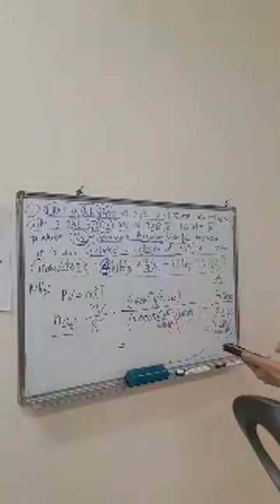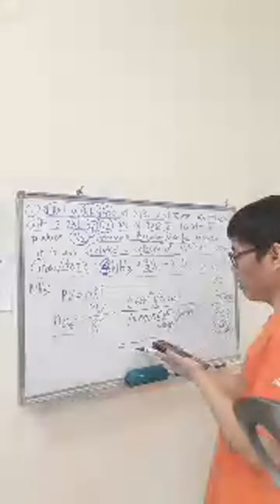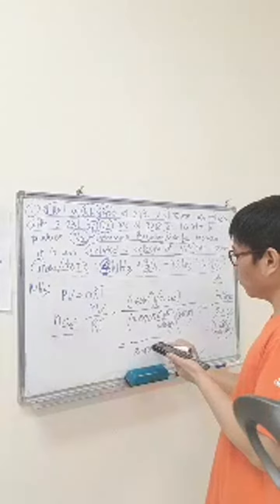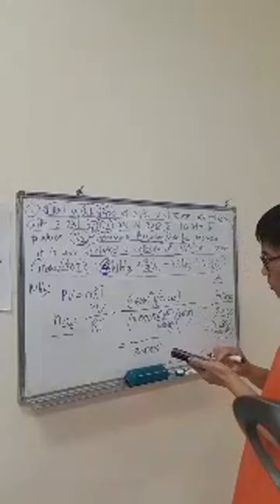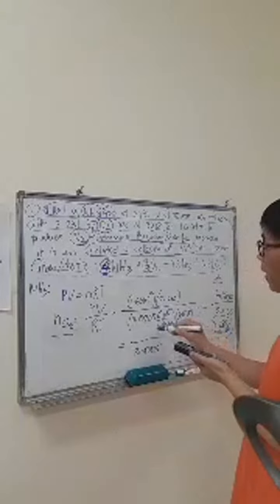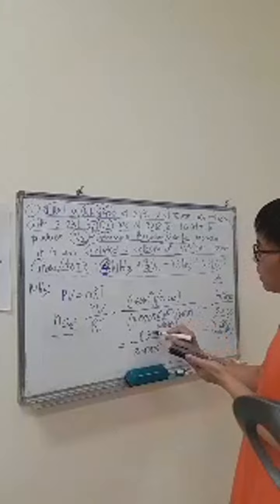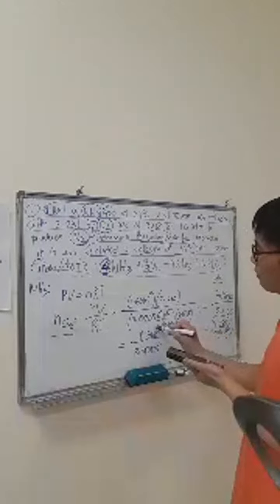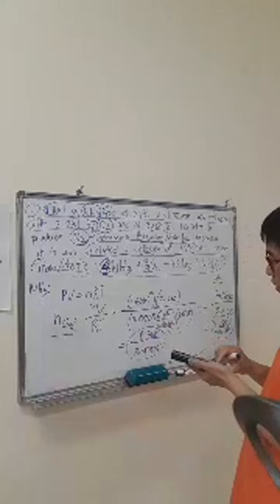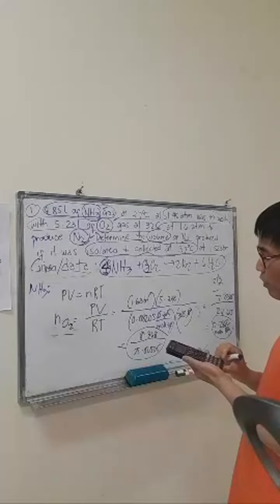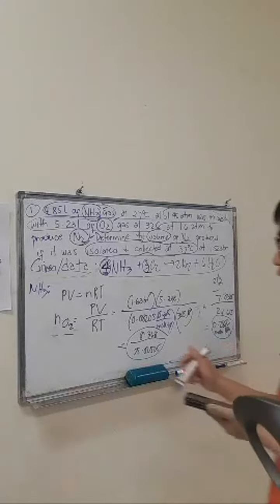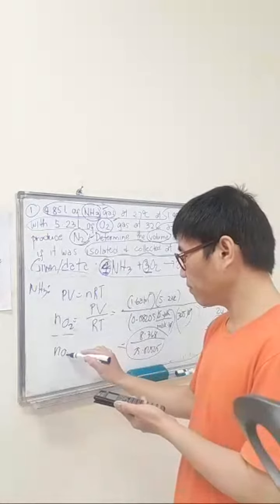Okay. How can we do this? 0.08205 times 305 is equal to 25.025. And then 1.6 times 5.23 is equal to 8.368, right? And then divided by 25.025 equals 0.334 moles of oxygen.